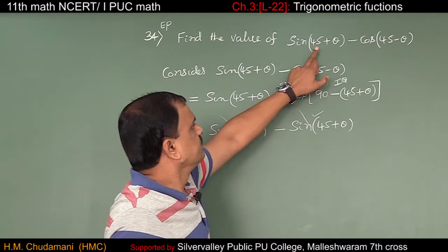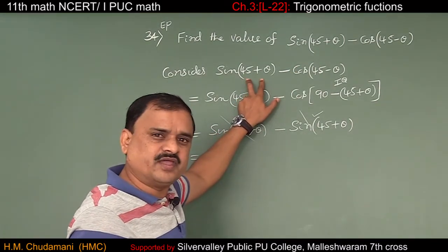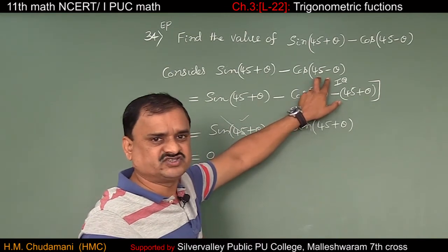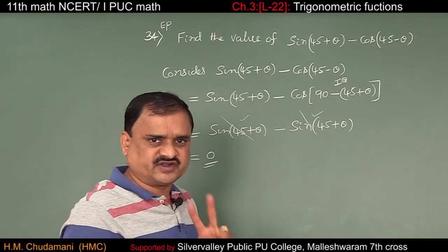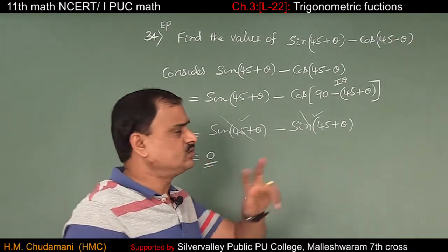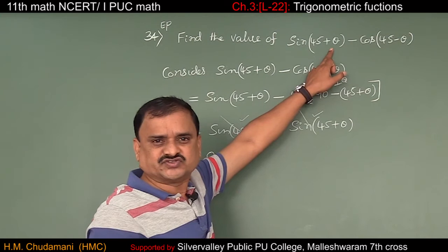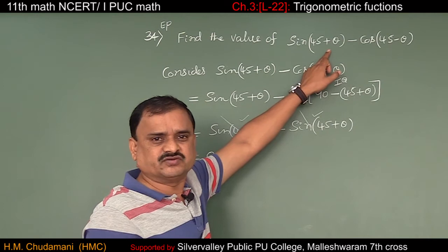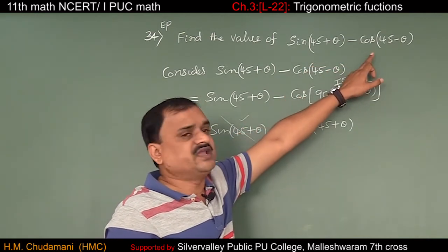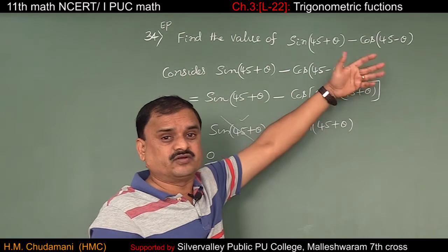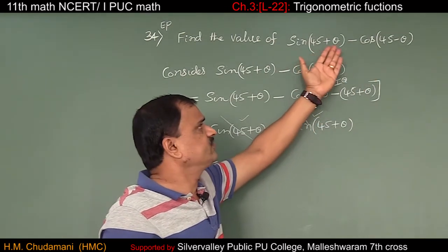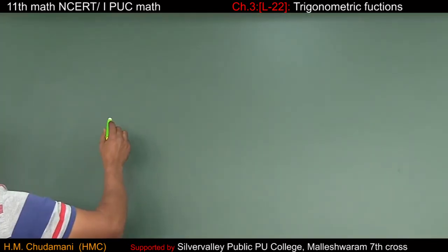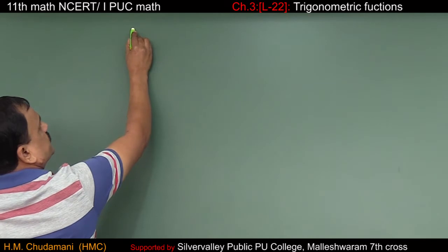Or else, the given expression, sin of a plus b, expand that, cos of a minus b, formula expand it. So simplify, you get the same answer. That is the second method. Or for MCQs, put theta equal to 0. Theta equals 0 means sin of 45 plus 0. Sin 45 is 1 by root 2 minus cos of 45 minus 0. Cos 45 is also 1 by root 2. This is 1 by root 2 minus 1 by root 2. You get the same answer for MCQs. Okay. Next.